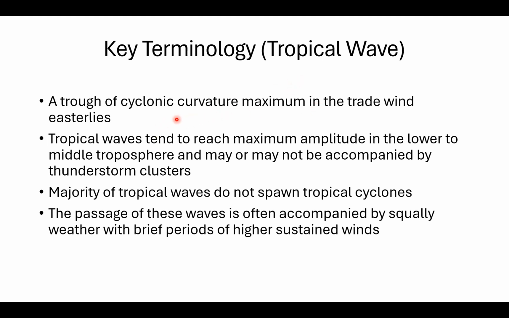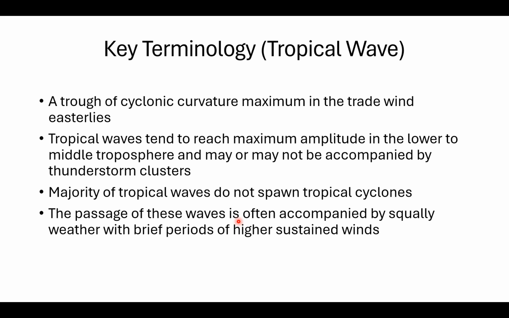With a tropical wave, we get this cyclonic curvature to the wind field. Tropical waves tend to reach maximum amplitude in the lower to middle troposphere, and they may or may not be accompanied by thunderstorm clusters. So with tropical waves, you might not see much on a satellite image. You may not see that distinctive thunderstorm cluster area. The majority of them do not spawn tropical cyclones. These could just be little disturbances within the trade wind easterly wind belt, and they may not spawn any tropical cyclones at all. If you live anywhere in the tropical areas, you may have noticed these passing through from time to time.